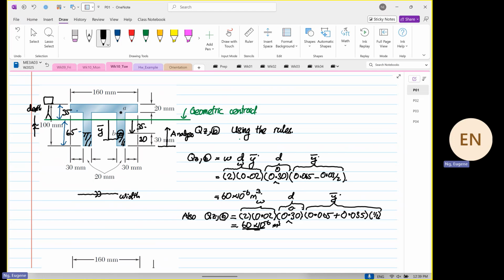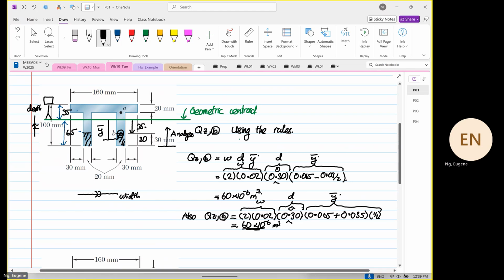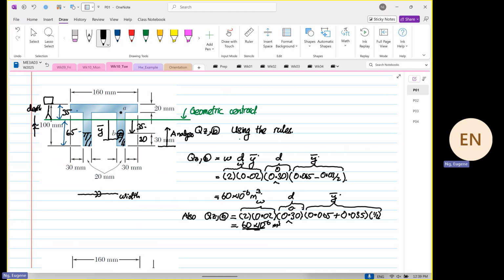When you have to integrate what? So you only integrate when you want to find the forces acting on a specific section. Okay? If you don't need to find the force acting on a specific section, you don't need to integrate. Okay?